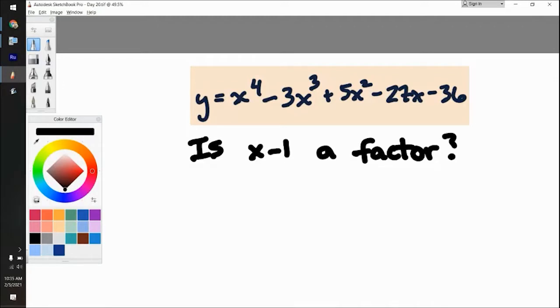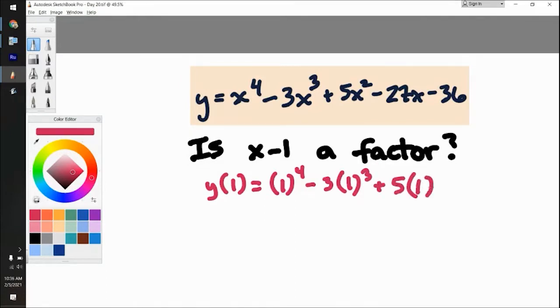Now, rather than doing long division and having it take a year, what can I plug into y and see if it's a factor? 1. Okay, that's what we're going to do. We are going to plug 1 into y, so y of 1. So now it's going to be 1 to the 4th minus 3 times 1 to the 3rd plus 5 times 1 squared minus 27 times 1 minus 36. I really hope this works out.